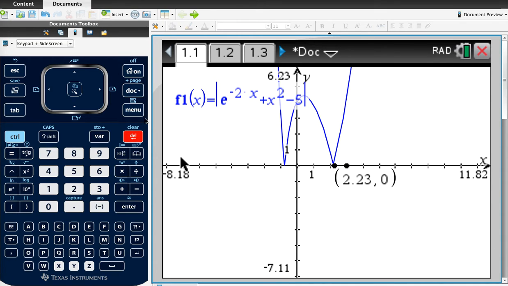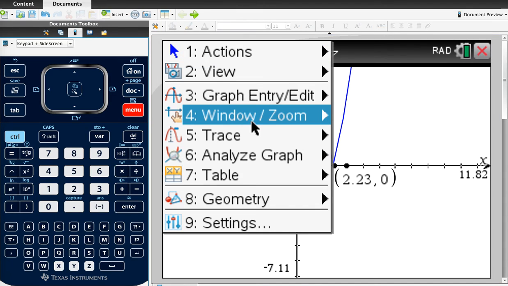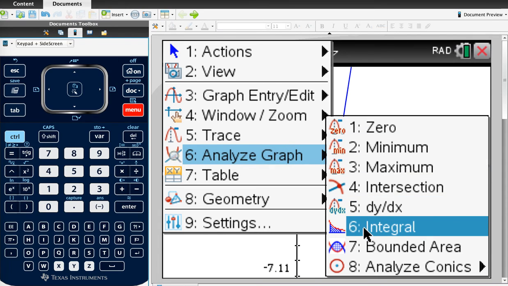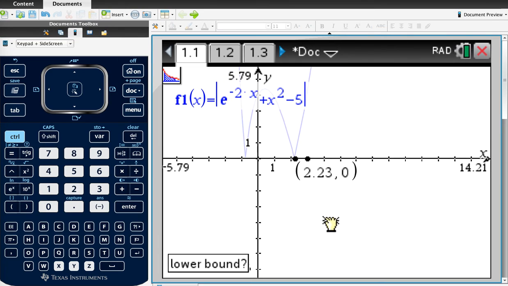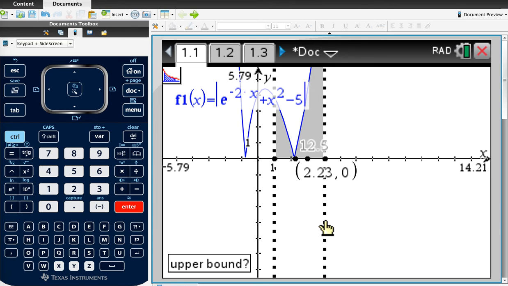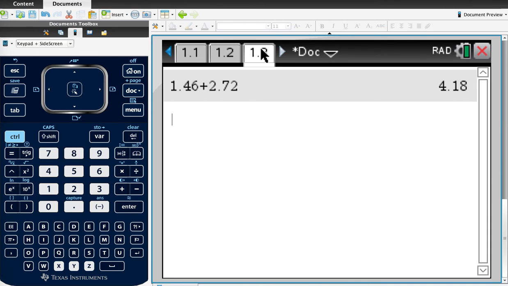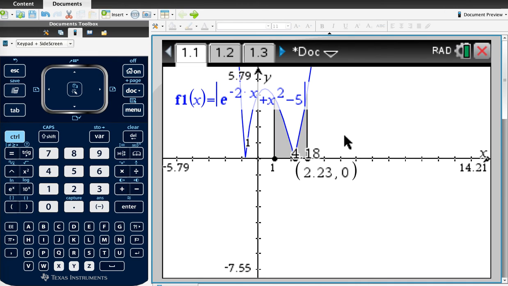Now what I'm able to do is basically calculate that area all in one go, because it's all above the x-axis. So if I go Analyze Graph, and then go Integral, and just type in now my 1 and my 3, then it gives me the 4.18 that I calculated before, but it's calculated it all in one go because I didn't have to worry about any of the area being below the x-axis.